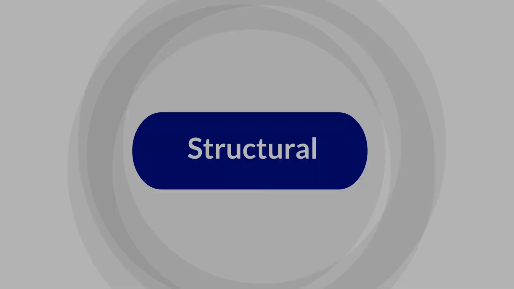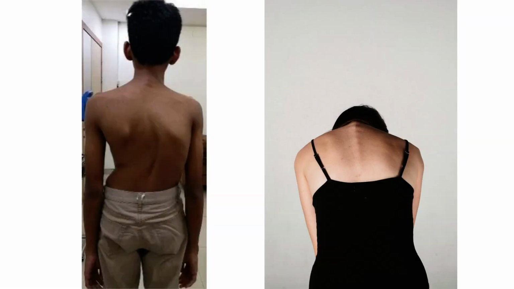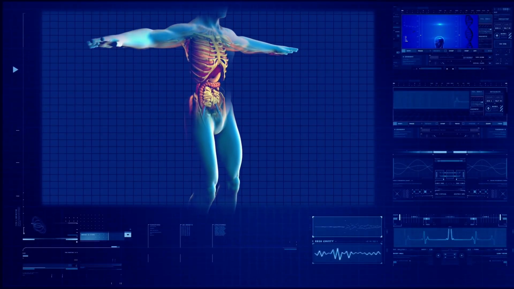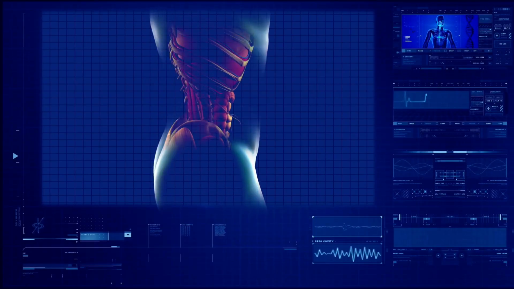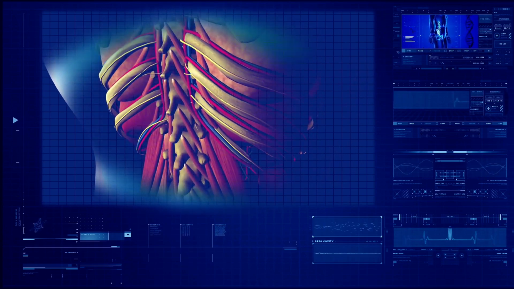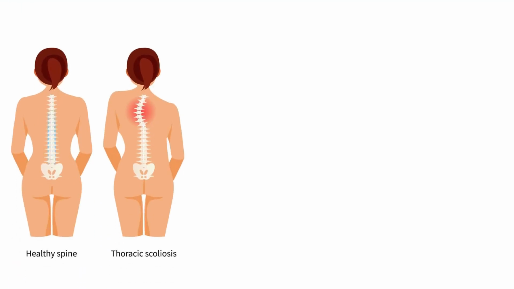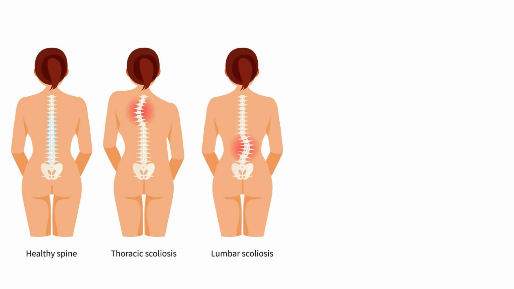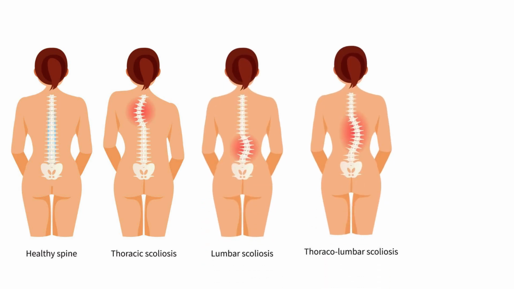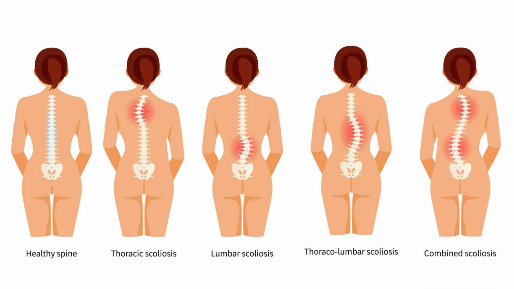Structural. The curve is fixed and does not disappear with changes in posture. This involves a permanent change in the rotation and shape of the vertebrae. While the previous categories focused on why the curve happened, the cause, terms like thoracic and lumbar describe where the curve is located on the spine. There are 4 types of curves: thoracic scoliosis, lumbar scoliosis, thoracolumbar scoliosis, combined double major scoliosis.